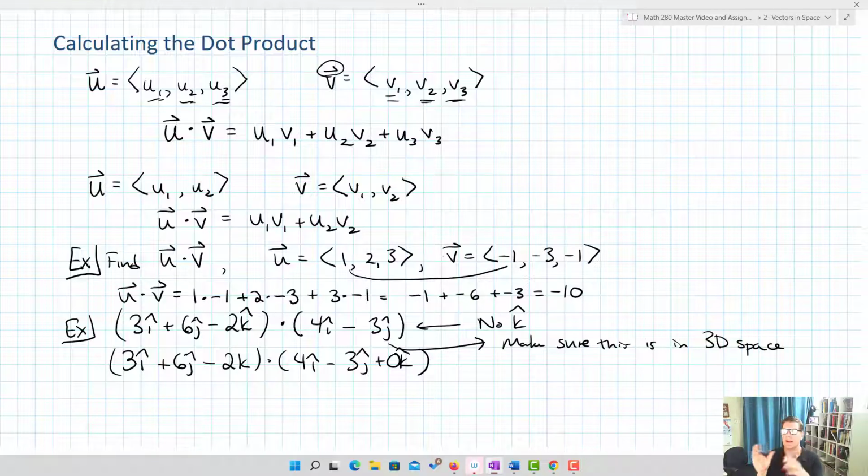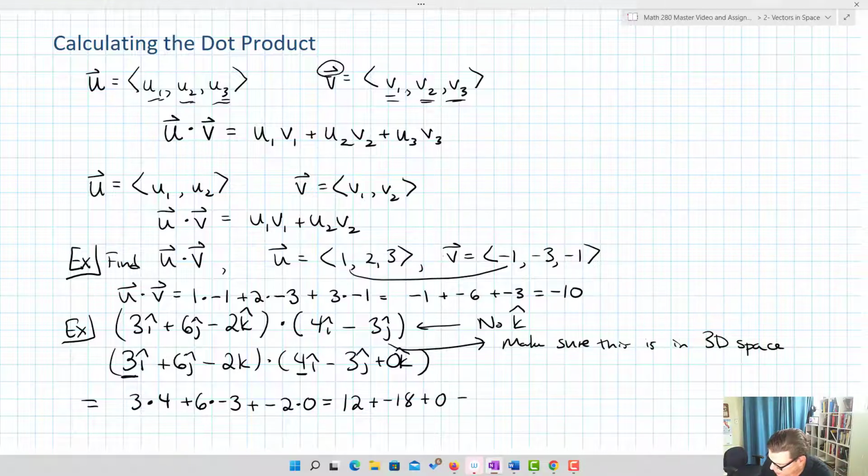Remember that when we took the dot product, we did it component-wise. And in standard unit form, our components are the values in front of i, j, and k. So this dot product is going to be 3 times 4 plus 6 times negative 3 plus negative 2 times 0. So that's 12 plus negative 18 plus 0, which ends up equaling negative 6. And so our dot product is negative 6.